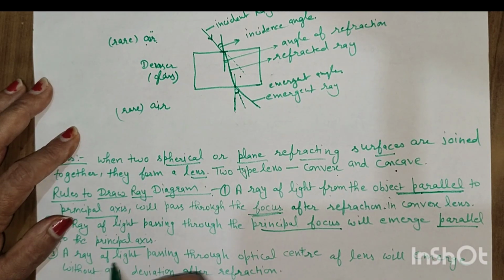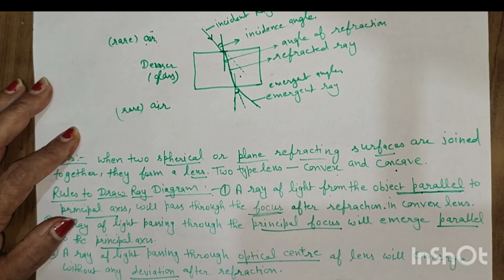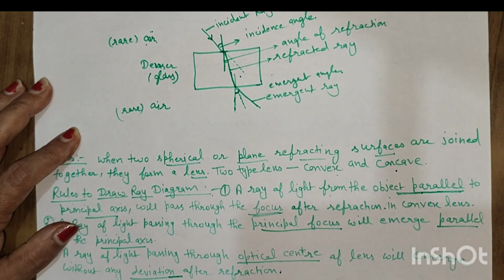And third, a ray of light passing through the optical center of the lens will emerge without any deviation. It will pass in a straight path. It will not deviate anywhere after refraction.